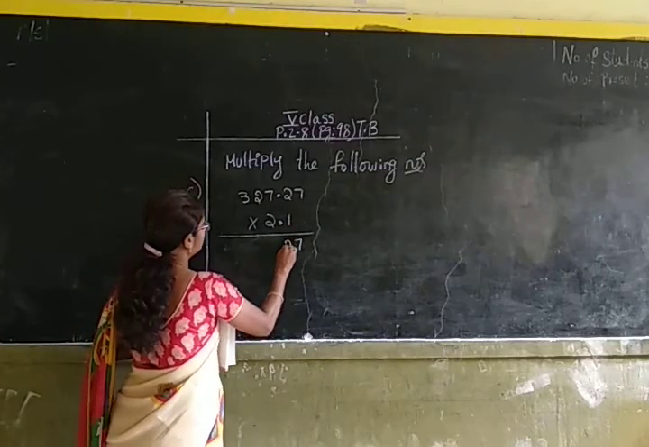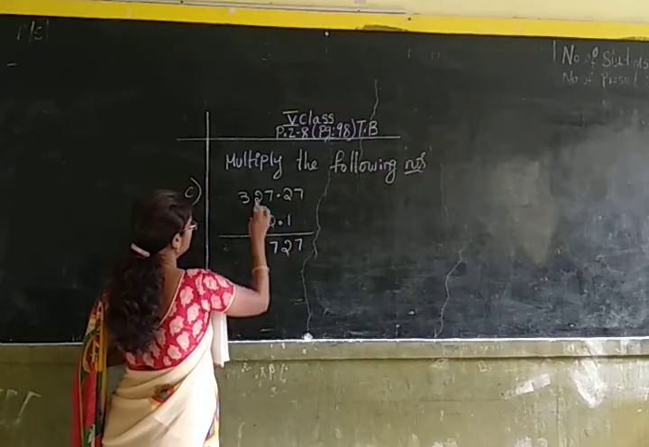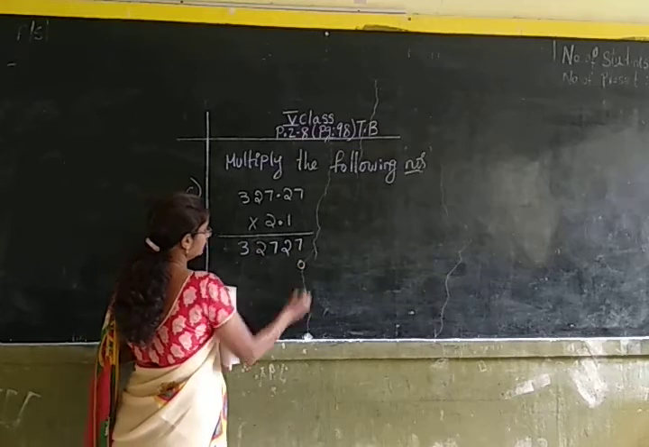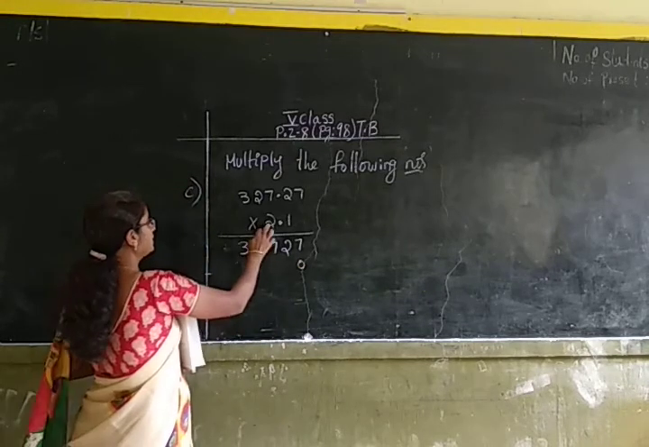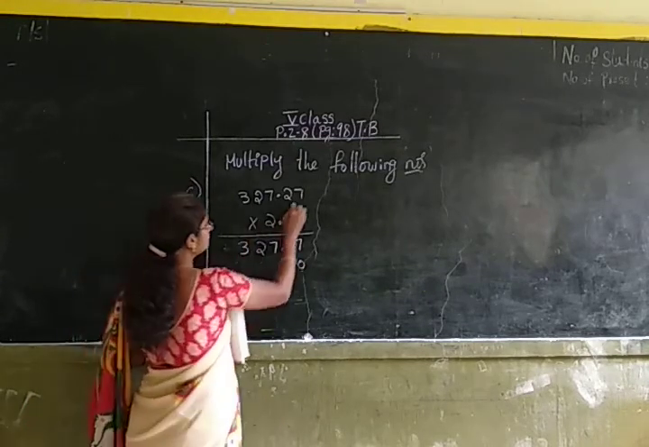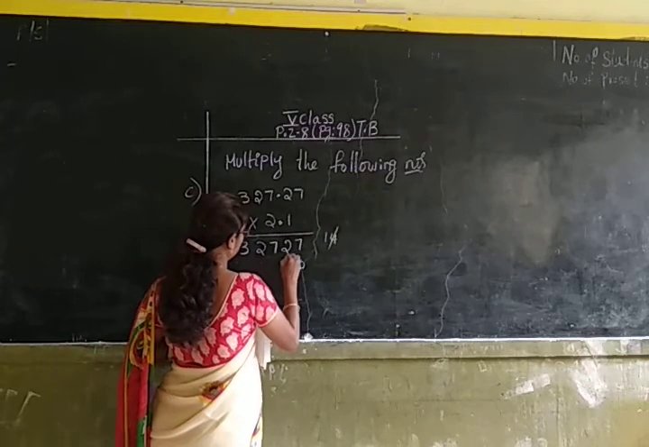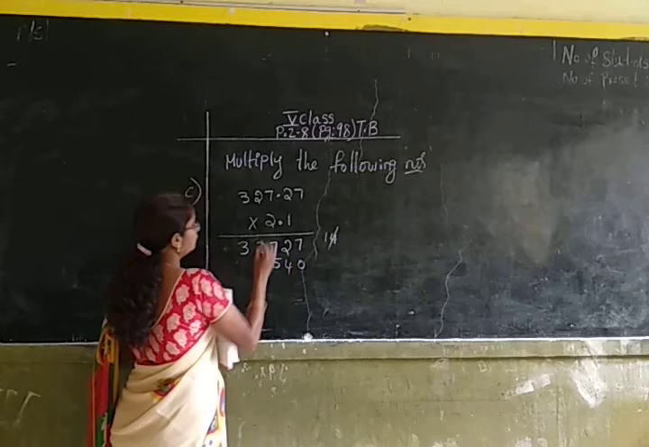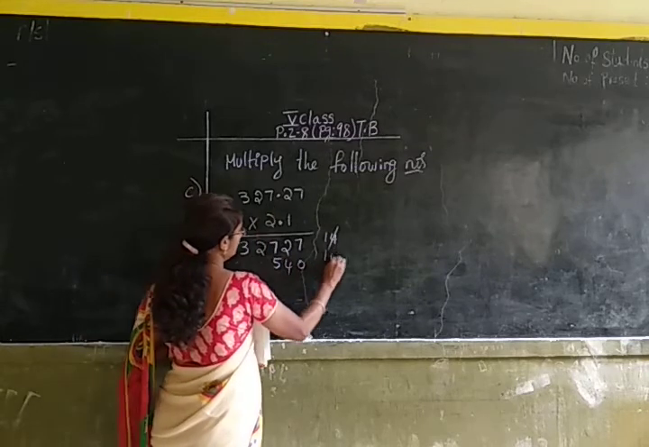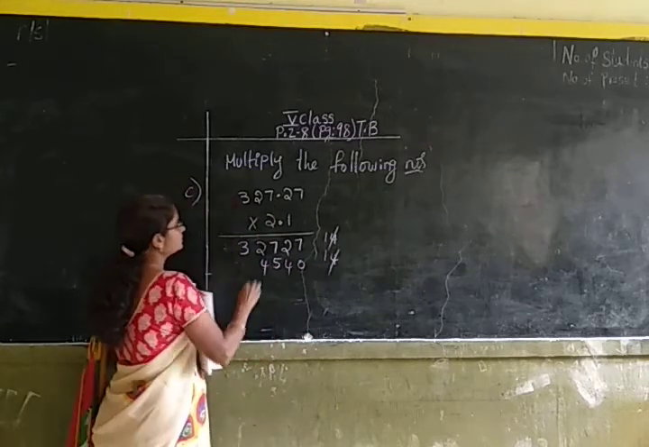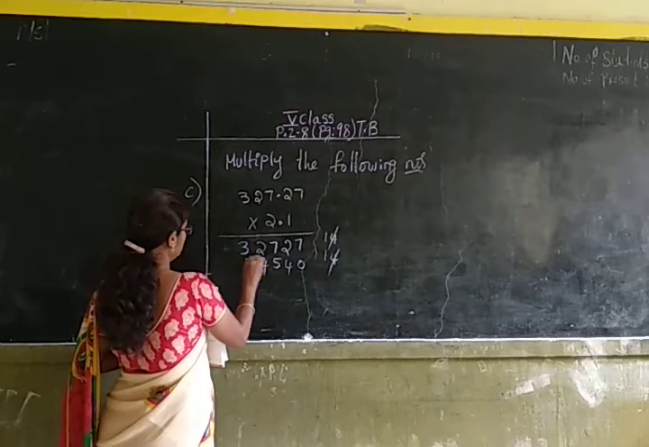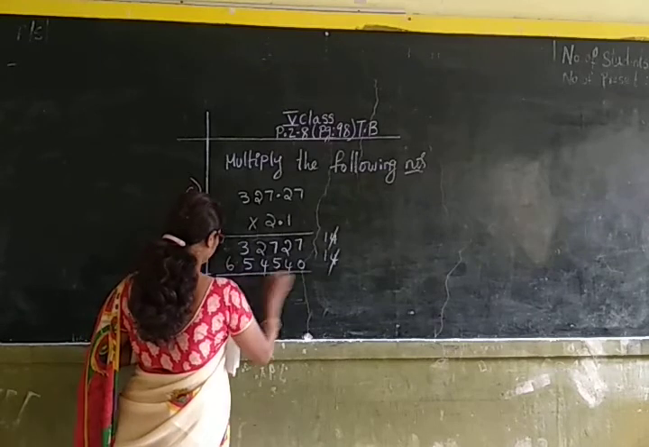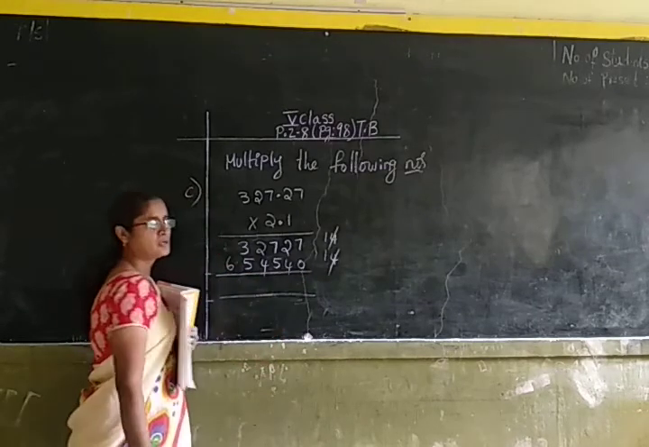1 7 is 7, 1 2 is 2, 1 7 is 7, 1 2 is 2, 1 3 is 3. Now let us put 0 in ones place and multiply the whole number with 2. 2 7s are 14. 2 2s are 4 plus 1, 5. Again 2 7s are 14. Okay children. 2 2s are 4 plus 1, 5. 2 3s are 6.